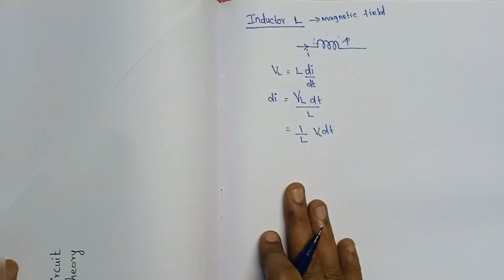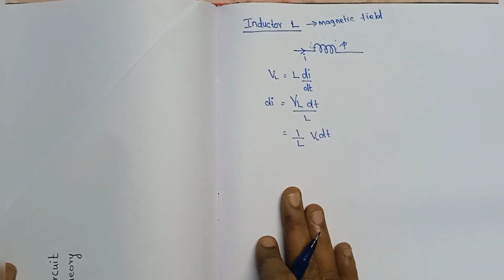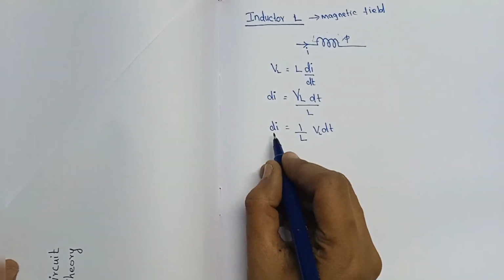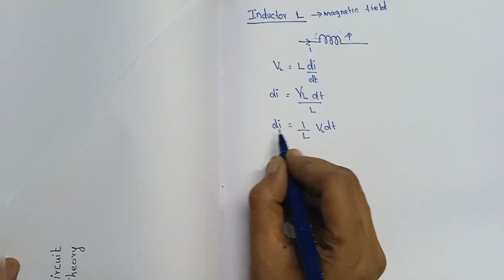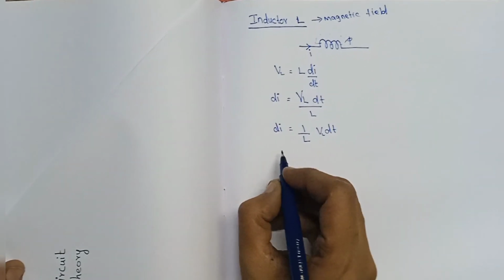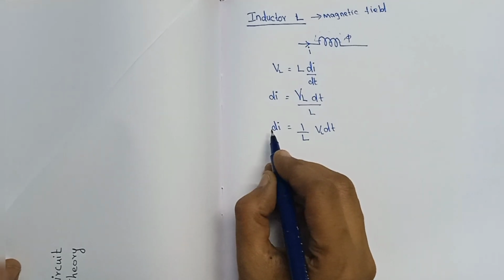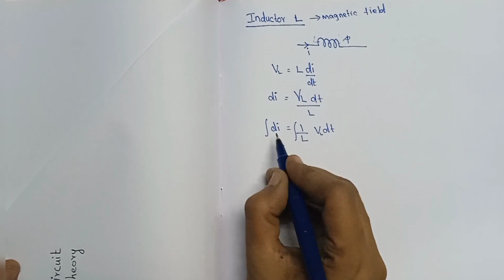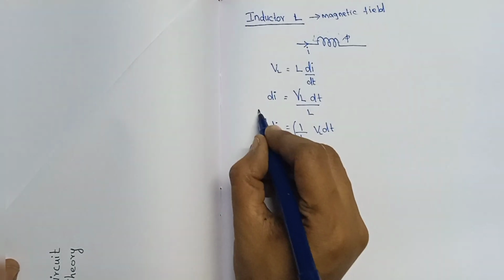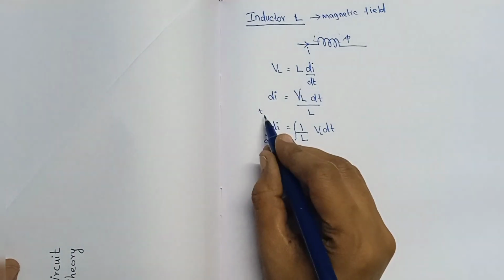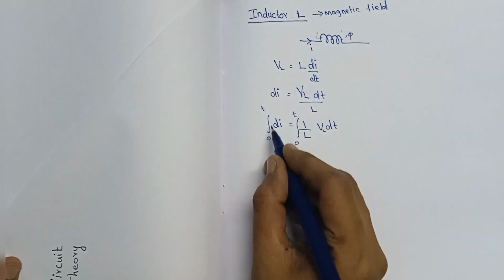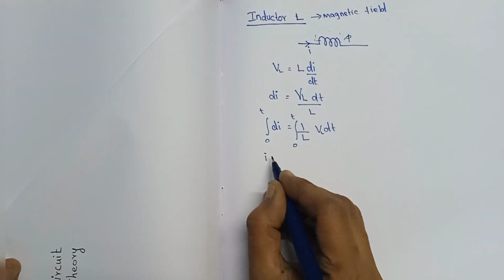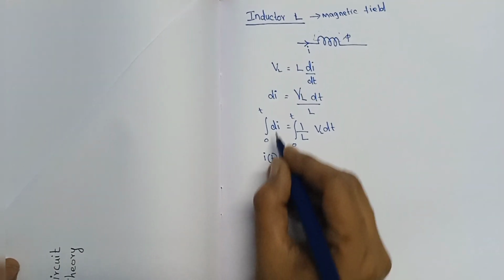So this is nothing but the differential current, the rate of change of current. If I want to consider the normal current, this is the differential current di. If I want to find the current, we want to integrate on both sides with respect to time. Here the time is variable, so I am going to integrate from 0 to t. So what will I get? Upper limit minus lower limit, so I of t minus I of 0.